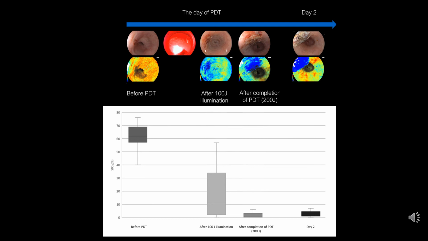Before PDT, the median StO2 value was 61.5% for the 8 cases. After laser illumination, the median StO2 value significantly decreased as the laser dose increased and was 11% after 100 joules per square centimeter laser illumination and 1% at PDT completion.